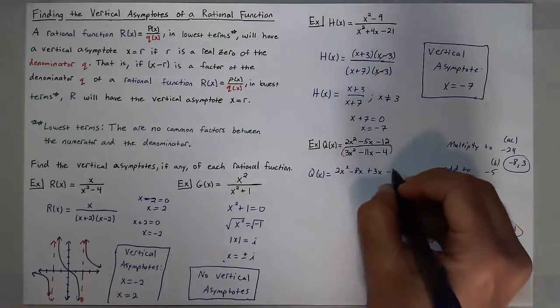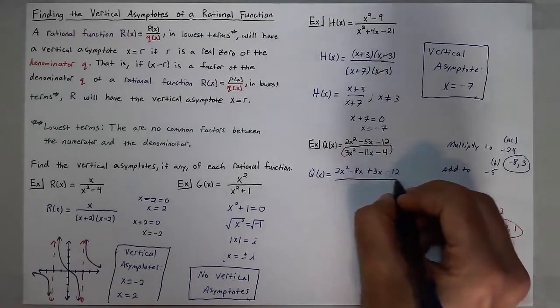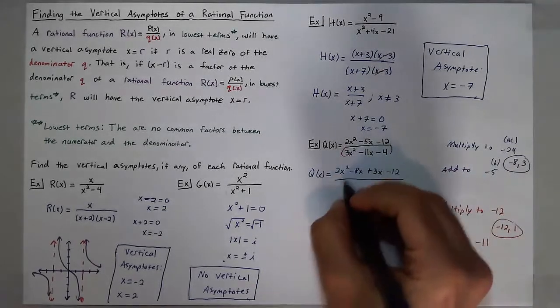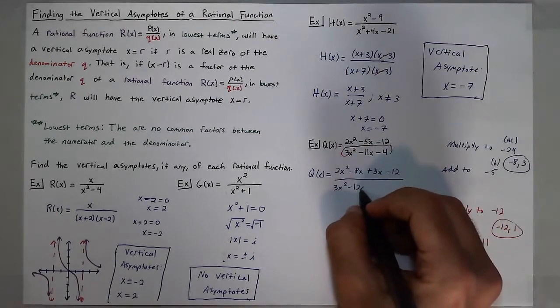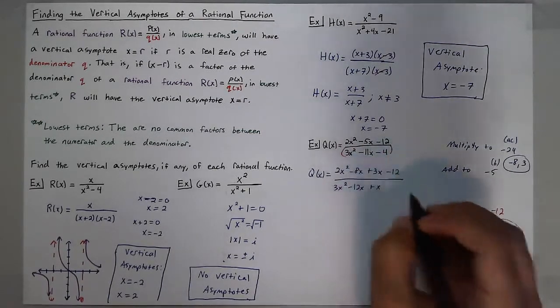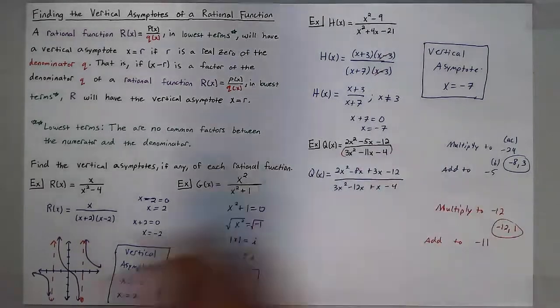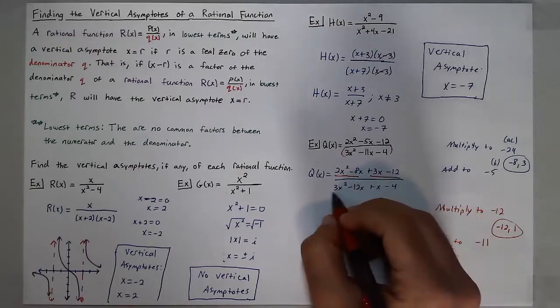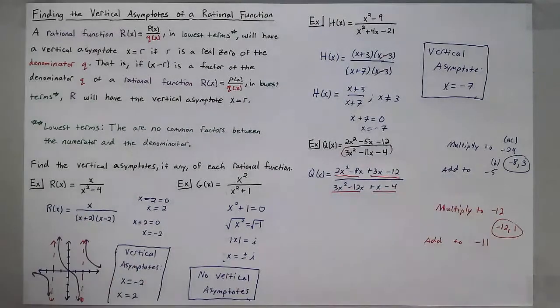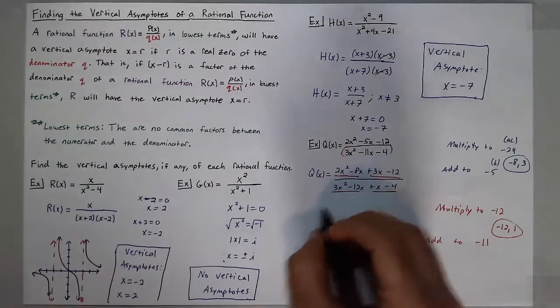So when I go to factor q of x, I'll write 2x squared minus 8x plus 3x minus 12 all over 3x squared minus 12x plus x. And I just split that middle term to do this. And now I'll use grouping to finish the factoring, which I'll group the first two and the last two terms together and look for a common factor within that group of 2.